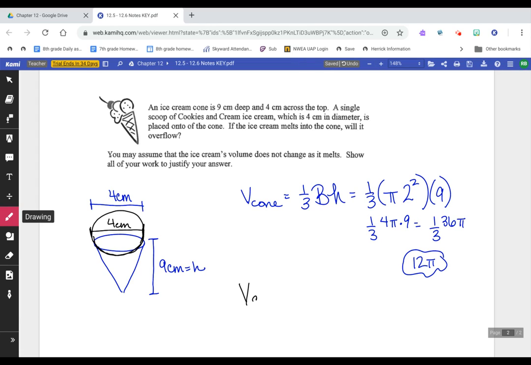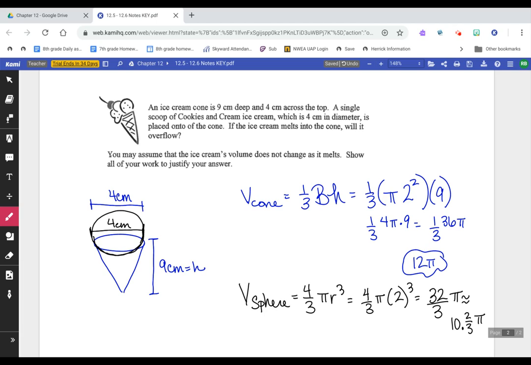Now, volume of your sphere is equal to 4/3 pi r cubed. So we have 4/3 pi times 2 cubed. Well, 2 cubed is 8. 8 times 4 is 32. And then over 3 pi. So 32 divided by 3, when we do that, we end up getting 10 and 2/3. We'll still have pi.